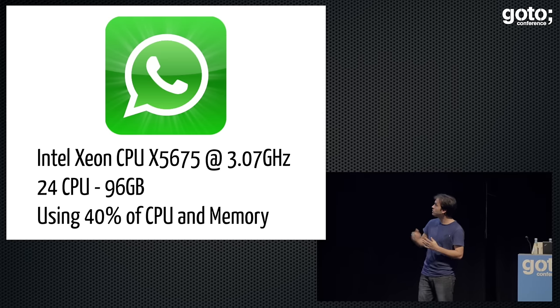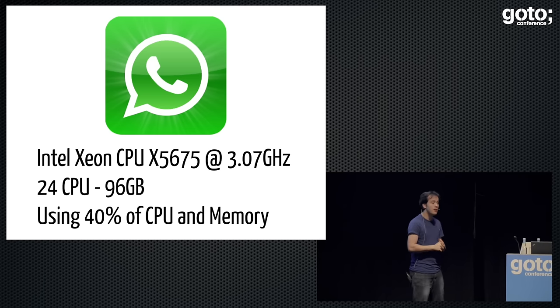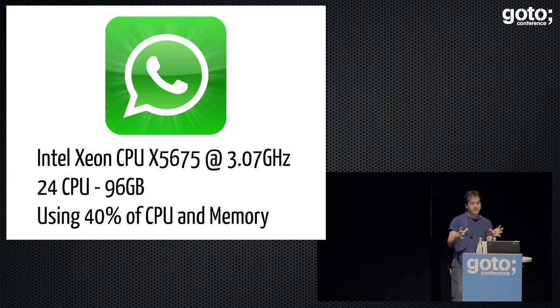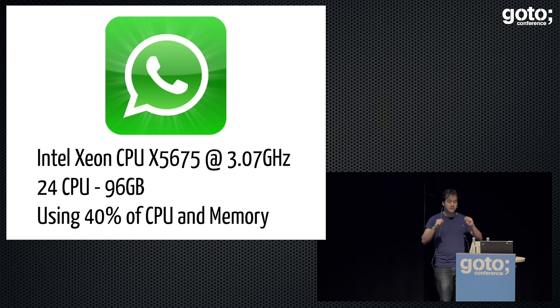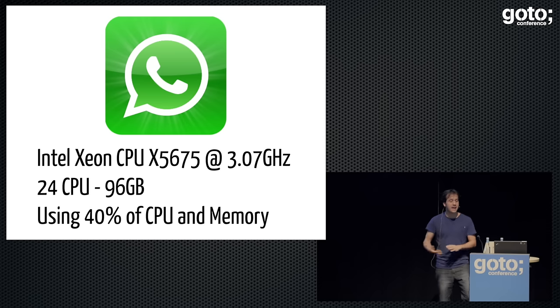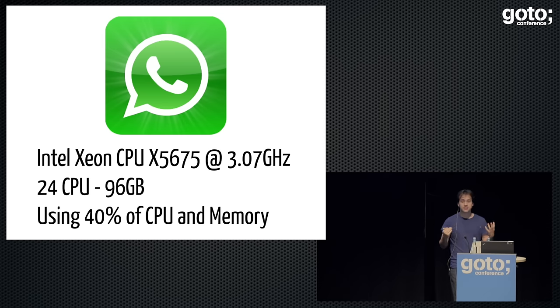It has 24 cores, 96 gigabytes of RAM, but even with all this capacity, when they're handling only 2 million connections, they're using only 40% of the machine's CPU resources. Later in talks, they said that they were able to get to 3 million and 3.5 million connections. So you have an idea.